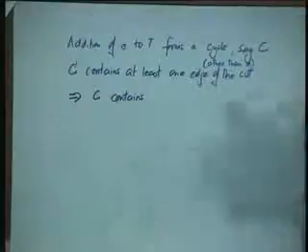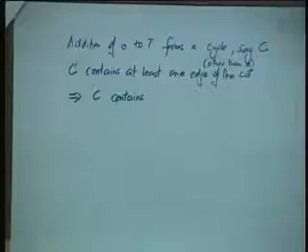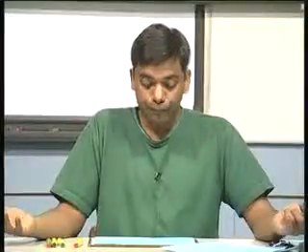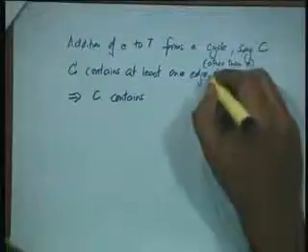We are not counting E right now. E will have to be part of the cycle, right? Because it is because of the addition of E that the cycle got formed. There was no cycle earlier. So E has to be part of the cycle. So C contains at least one edge of the cut other than the edge E.